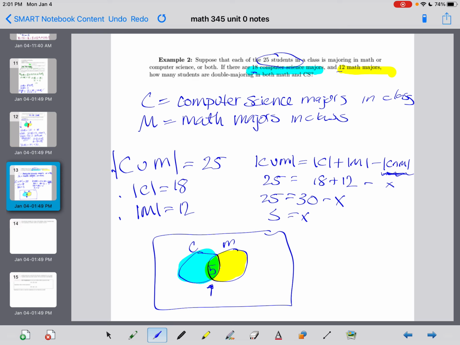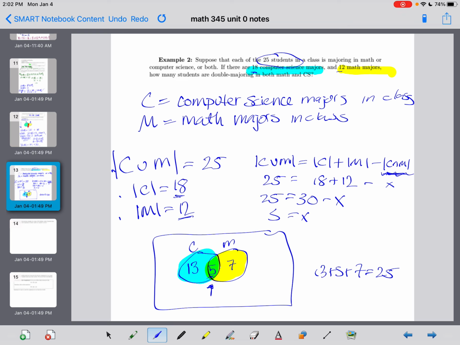With this in mind, I can fill out the rest of the Venn diagram if I wanted to. I know that there's a total of 18 computer science majors, and 5 of them are already accounted for in the intersection here, which means there's 13 students who are computer science majors but not math majors. Similarly, there's 12 total math majors, 5 are accounted for here, so there are 7 students who are math majors but not computer science majors. Okay, and you can double check that when you add these all together, 13 plus 5 plus 7, you get the total of 25 students in the class.